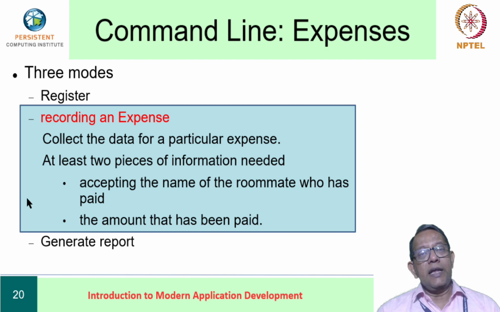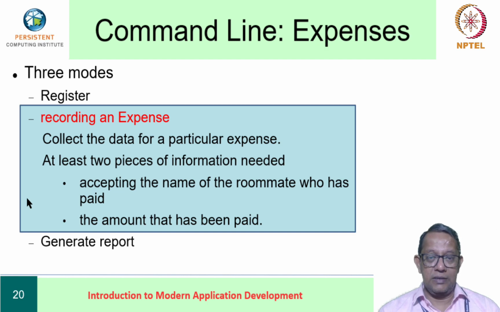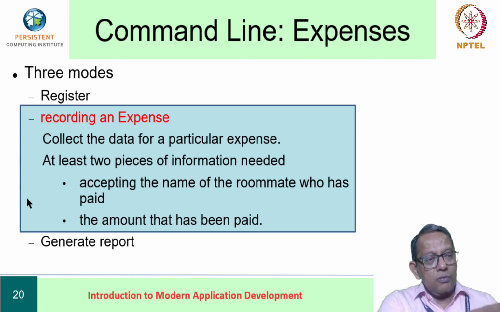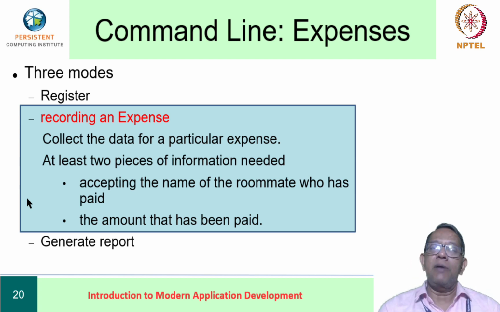What does recording an expense mean? How would it be done? Recording an expense would mean collecting all the data that is required for that particular expense. At least two pieces of information are really needed: accepting the name of the roommate who has made the payment and the actual amount that has been paid. Of course, when recording an expense, we need to remember that so and so roommate actually made the payment.